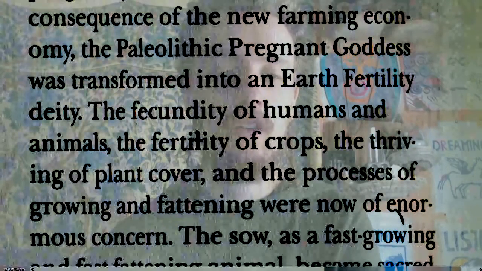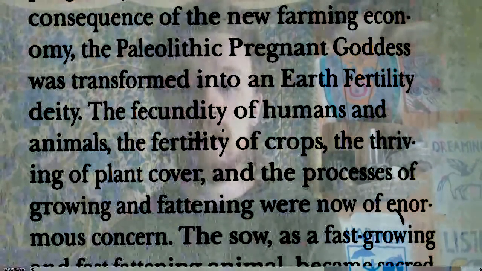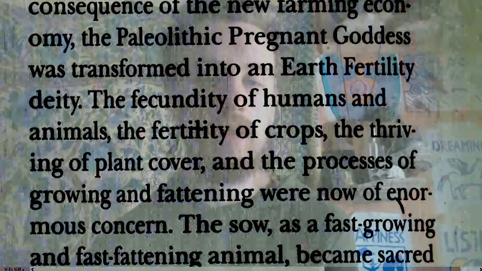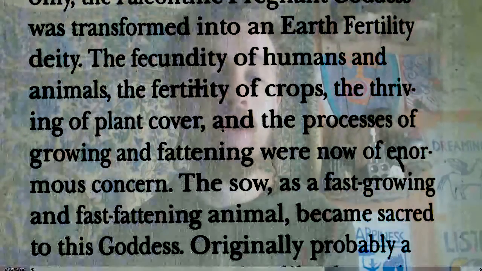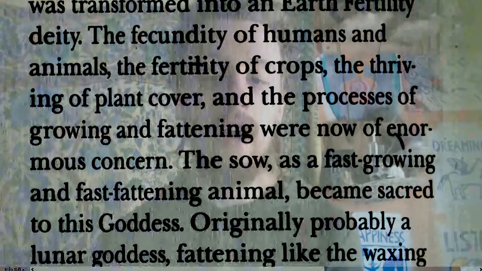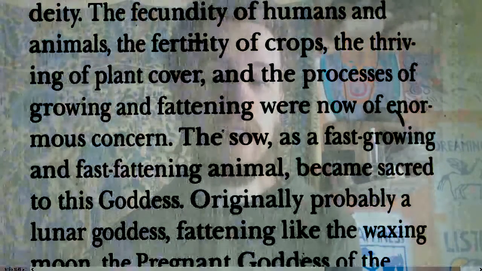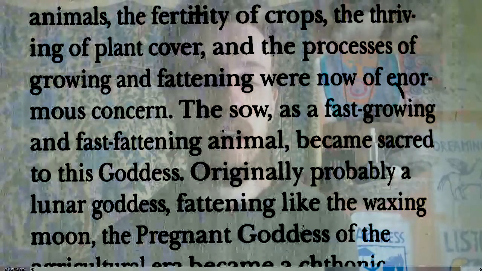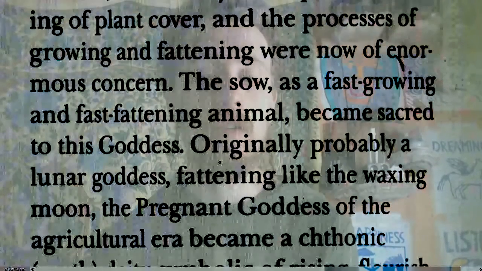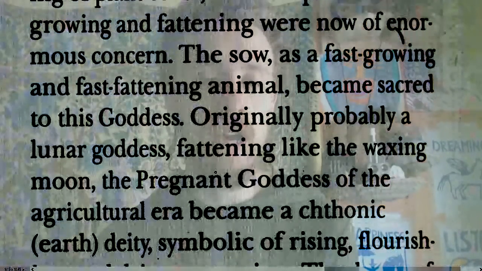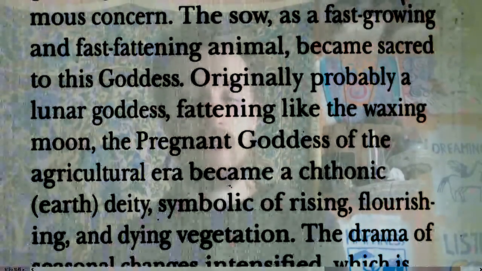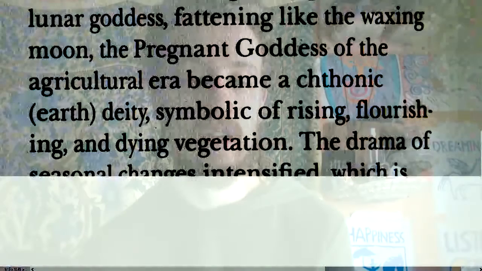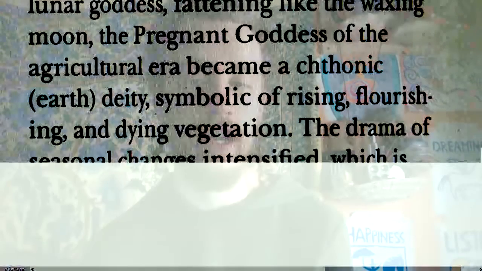The fecundity of humans and animals, the fertility of crops, the thriving of plant cover, and the process of growing and fattening were now of enormous concern. The sow, as a fast-growing and fast-fattening animal, became sacred to this goddess. Originally probably a lunar goddess, fattening like the waxing moon, the pregnant goddess of the agricultural era became a chthonic earth deity, symbolic of the rising, flourishing, and dying vegetation.